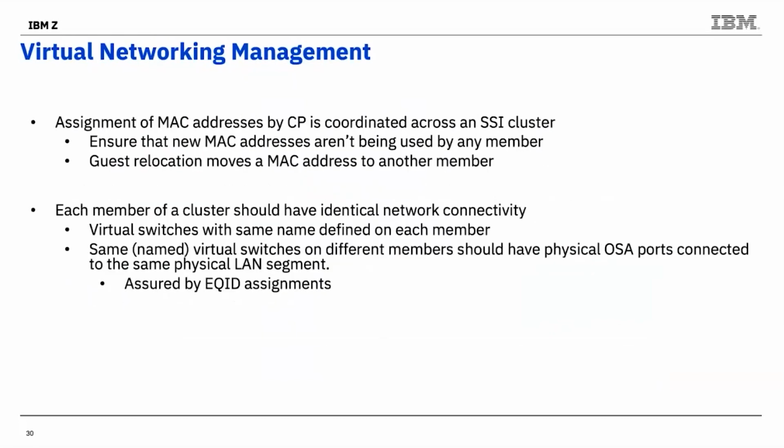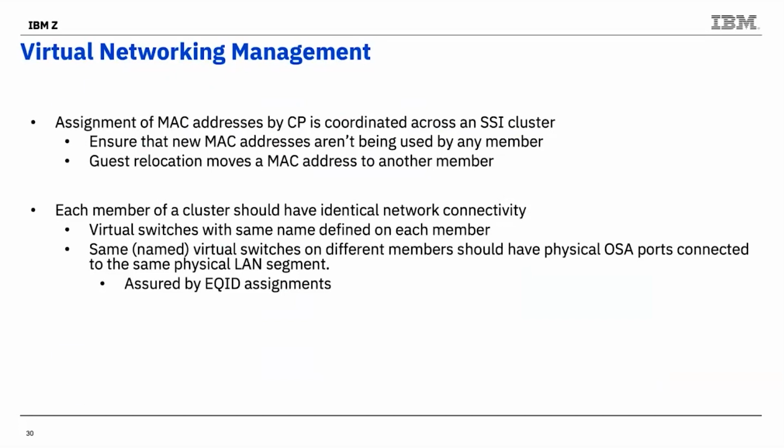And we'll wrap up the attribute talk with virtual network management. Pretty straightforward here. The assignment of Ethernet and MAC addresses is coordinated across an SSI. Members of a cluster will talk with each other and ensure that a MAC address is not already in use by another member. When we relocate a guest, we will also relocate his MAC address, so his MAC address goes with him. The other big thing from a virtual network side is that each member of a cluster, at the end of the day, needs to have identical network connectivity.